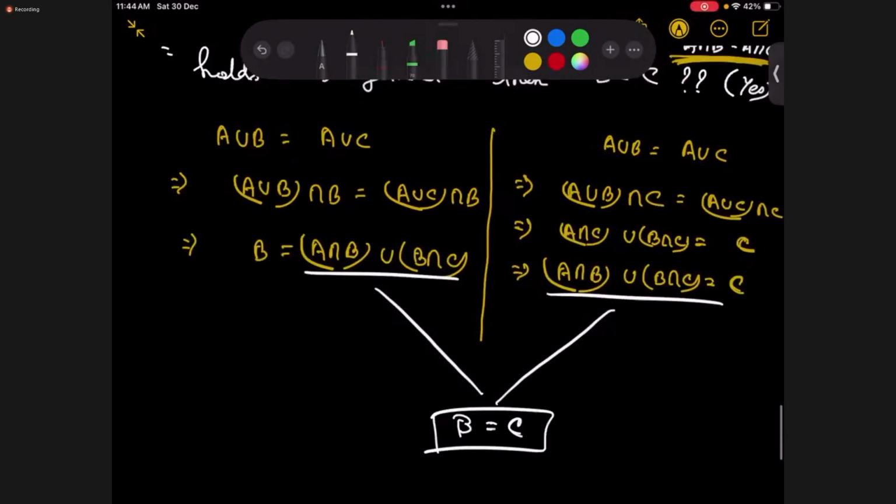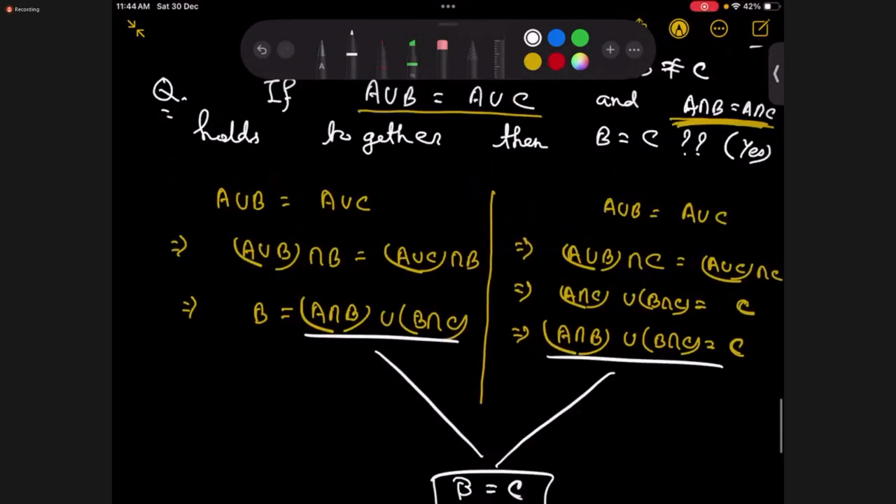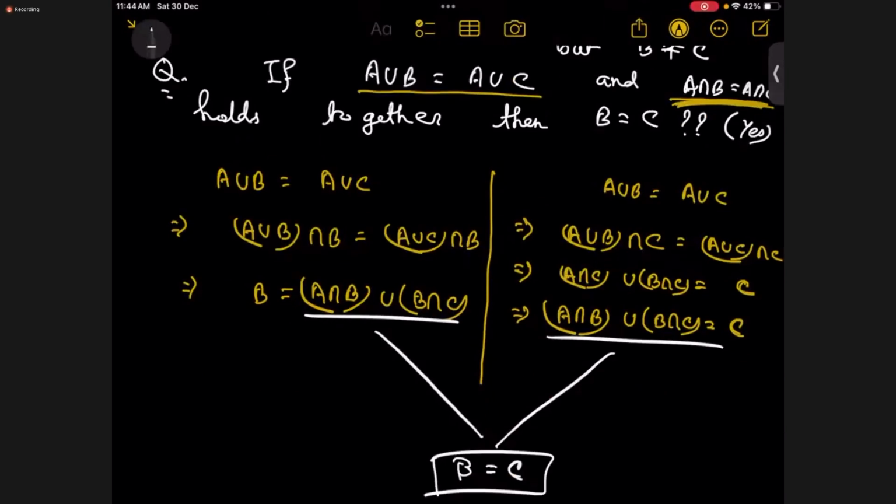So by this proof, we can claim that if A union B equals A union C and A intersection B equals A intersection C hold together, then only B and C will be equal. Otherwise, they will not be equal.